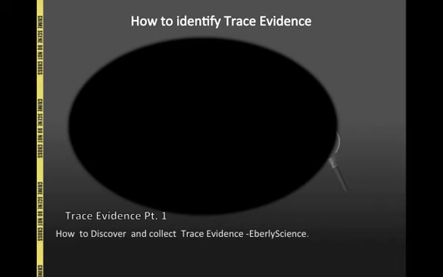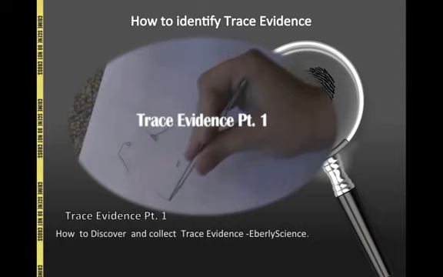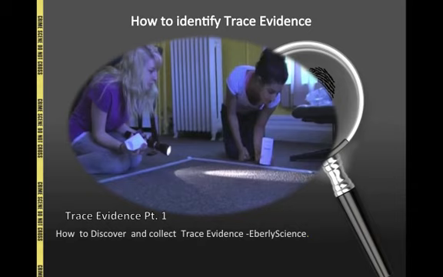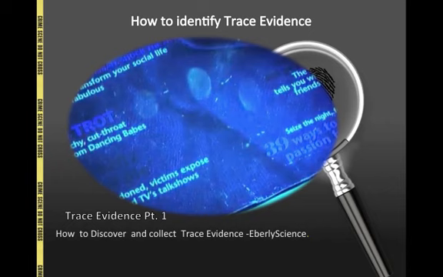Now, in this video, we're going to learn how to identify trace evidence. Pay attention. We're talking trace evidence today. The crime scene is comprised of two major elements. One, which we call the macro scene, which is everything visible, and the micro scene, which is everything invisible. Even fingerprints that are latent prints, I define as part of the macro scene, because they're not microscopic.